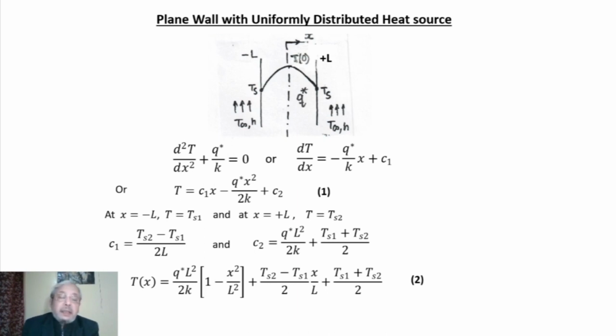And then the general solution for temperature T(x) is q star L square by twice k into (1 minus x square by L square) plus (Ts2 minus Ts1) by 2 into x by L plus (Ts1 plus Ts2) by 2. So this is a very simple solution. We have got the temperature distribution when we have a uniformly distributed heat source q star present in the material.